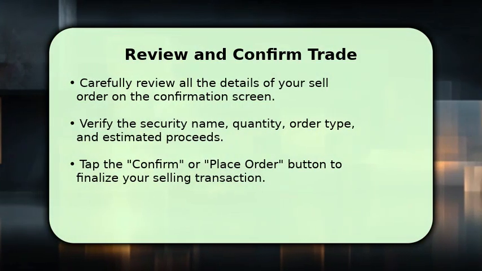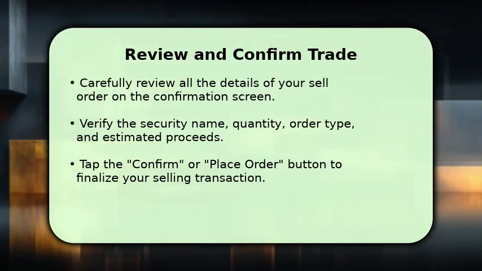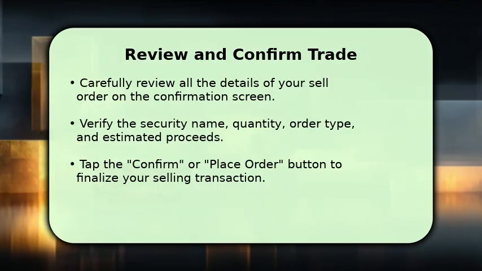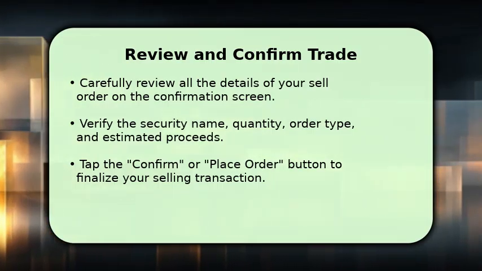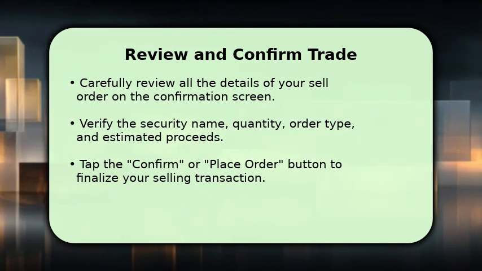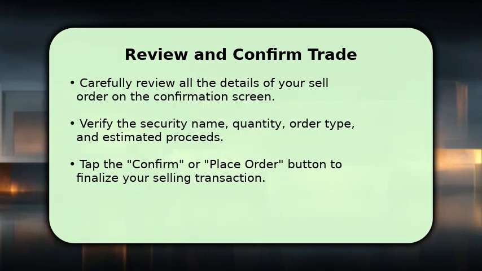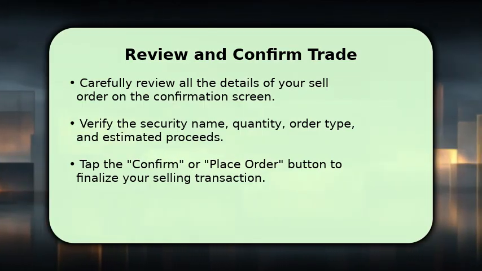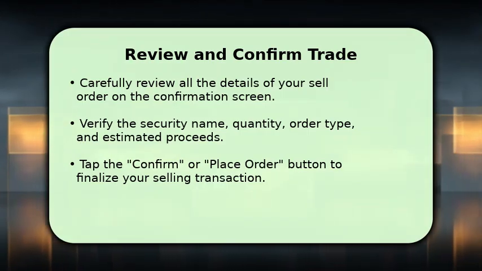Before you finalize anything, a crucial step is to thoroughly review your order. The app will display a summary of your sell transaction, including the security name, the number of shares, the order type, and the estimated proceeds. Take a moment, perhaps 10 to 15 seconds, to double-check everything. Once you are confident, tap the Confirm or Place Order button to submit your sell request.